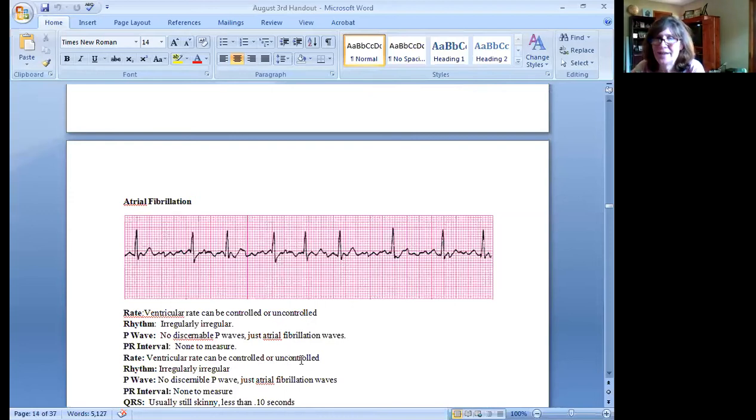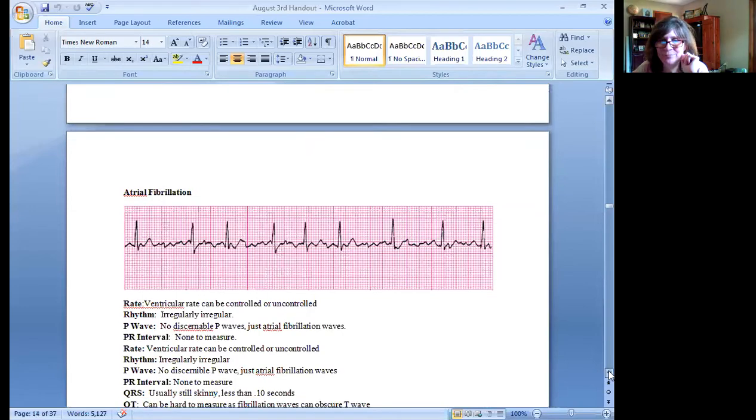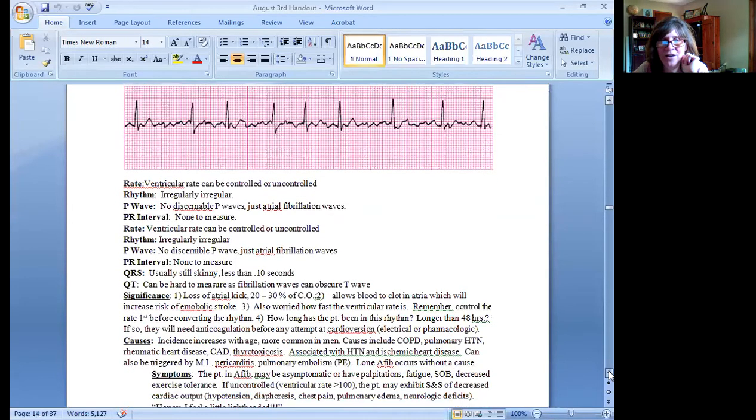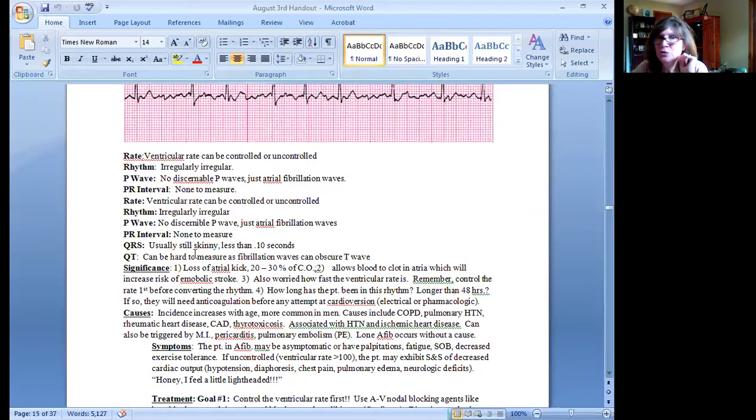Which would you rather have? I'd rather have controlled, because the faster something is, we could get into trouble. Oh, sorry, this repeats itself. I got to remember to take that off of the handout. All right. QT might be very, very difficult to measure in AFib, so don't worry about it.